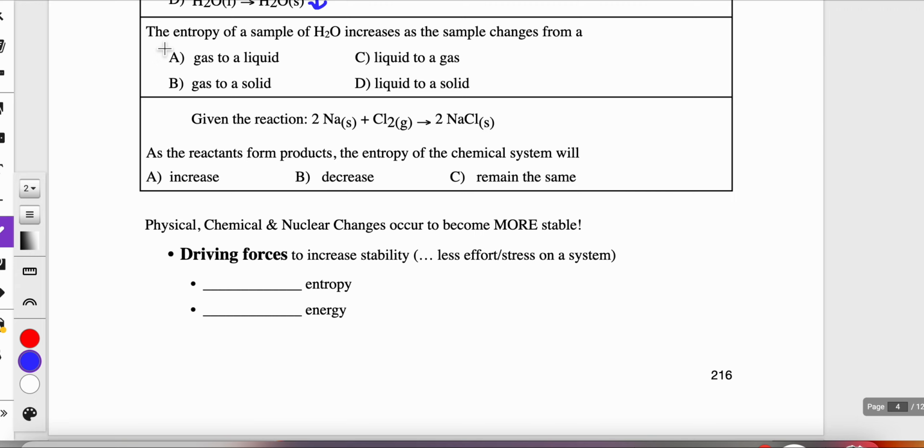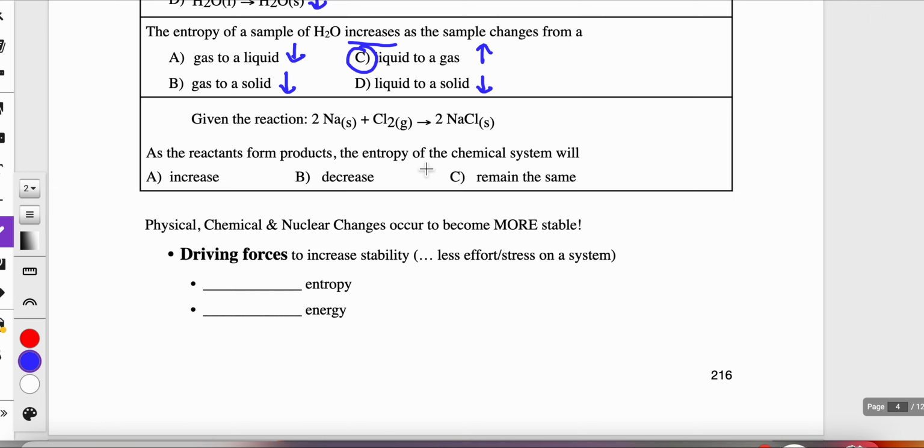Looking at this one, the entropy of a sample of water increases as the sample changes from... Gas to liquid is a decrease. Gas to a solid is a decrease, becoming more ordered. Liquid to gas is an increase, greater randomness. Liquid to a solid, decrease. So we want one that has an increase. So it looks like our best answer is C.